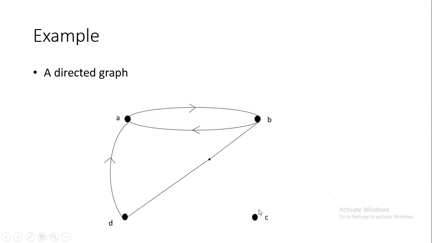See here, there is a vertex C, which is an isolated vertex. Why is it called isolated? Because there is no connection from this vertex to another vertex. Means there is no edge between this vertex and another vertex. That's why this vertex is called an isolated vertex.